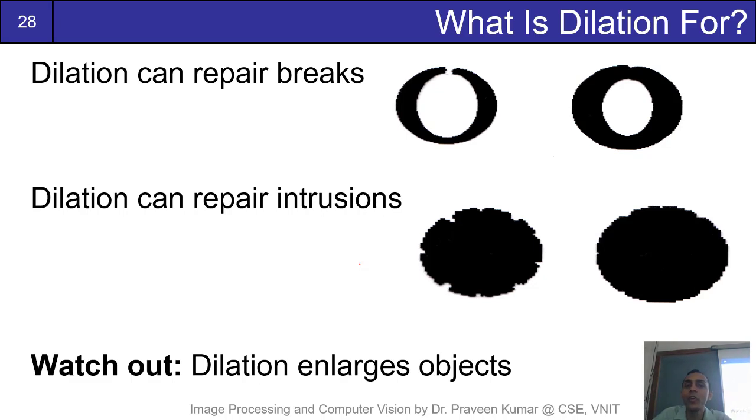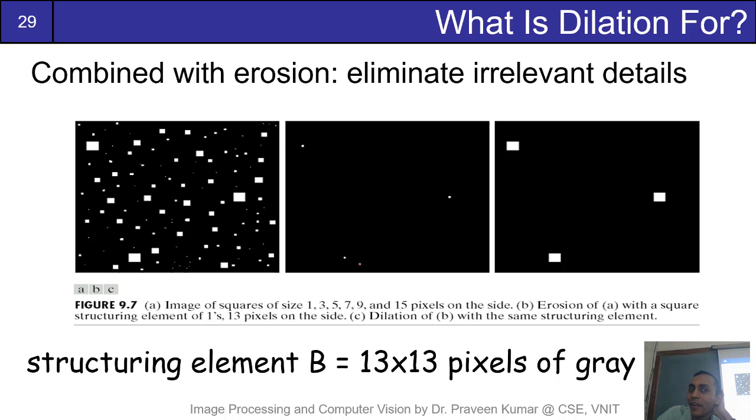So again, it is used to repair breaks. It is used to fill up missing pixels and so on. So remember the original image, the first image. There were missing pixels in it. How can you fill those up? You can just run a dilation operation. Combined with erosion, it can eliminate irrelevant details. That is another example here.